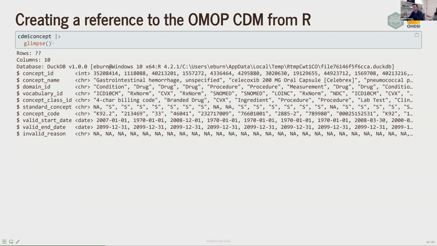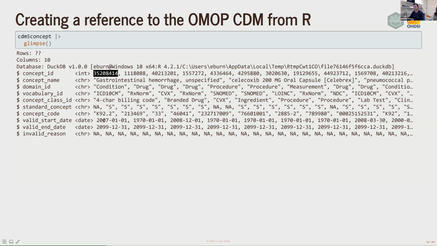We've also got the vocabulary tables, like I mentioned. The key one probably is the concept table. So every concept that can represent a health event has a concept ID, like a unique code to identify that concept, and then a name. So we've got this first concept ID that corresponds to gastrointestinal hemorrhage unspecified. That's from ICD-10. And we've got thousands upon thousands of potential codes we could use.